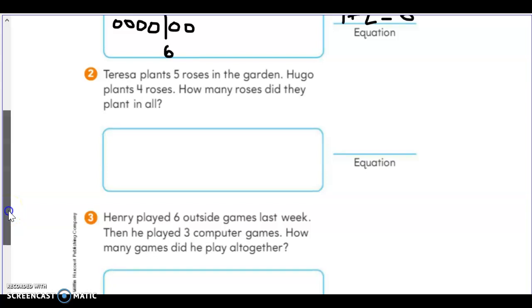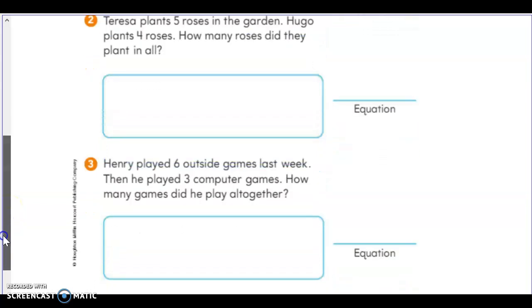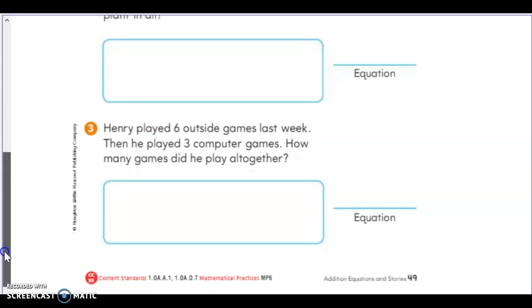All right, you just did number 2 by yourself. I bet you got 9 roses. Number 3, Henry played 6 outside games last week. Then he played 3 computer games. How many games did he play all together? Okay. We're going to do our 6 outside games, so that would be 6 circles.